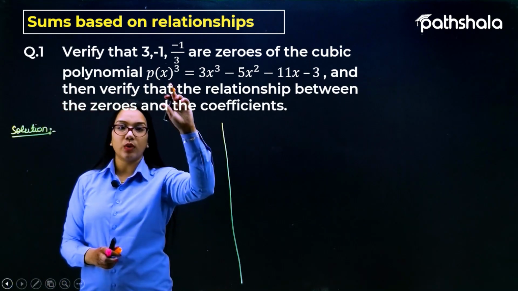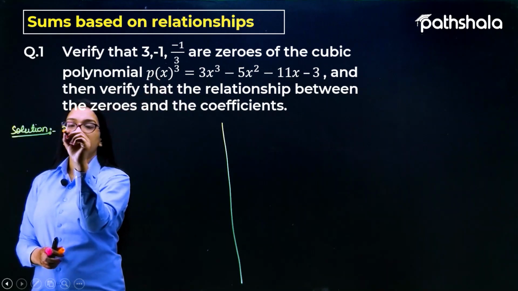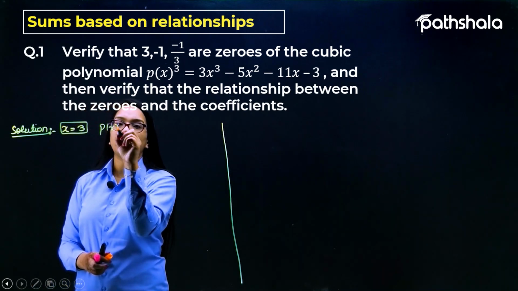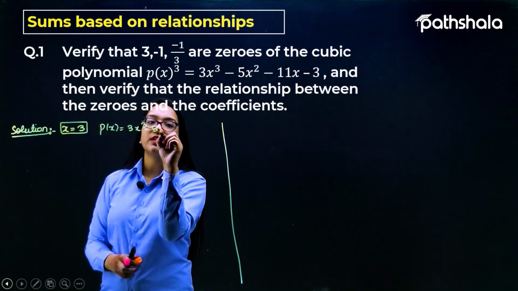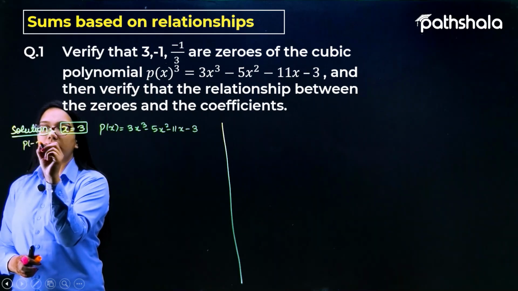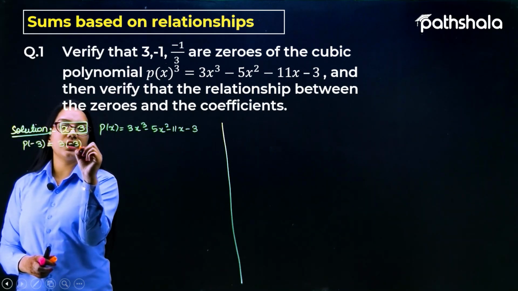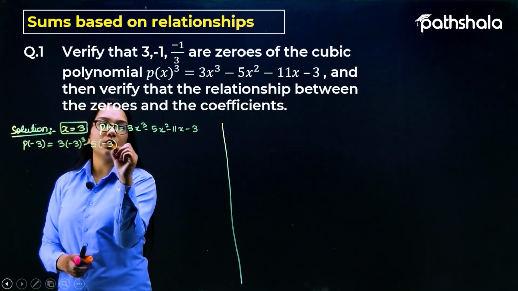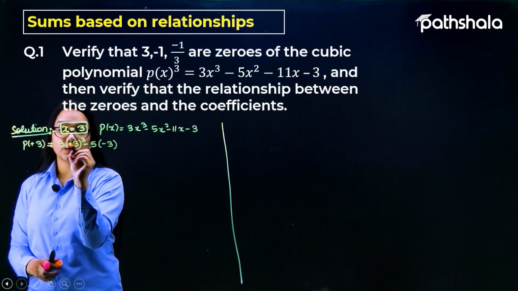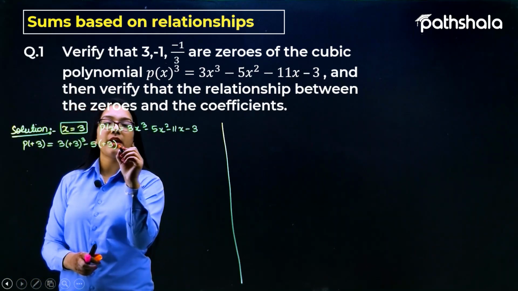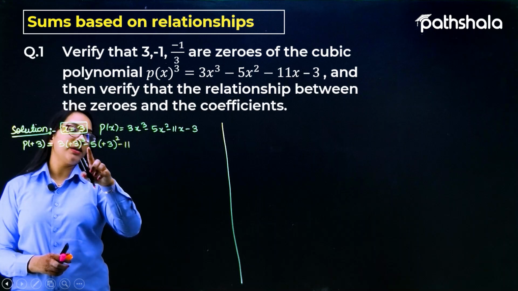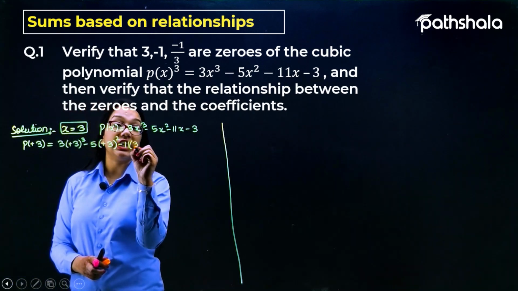So let's start with x is equal to 3. Let's take x is equal to 3 and substitute it into the polynomial. The polynomial is p of x is equal to 3x cube minus 5x square minus 11x minus 3. Substitute x is equal to 3 over here. So p of 3 is equal to 3 into 3 whole cube minus 5 into 3 whole square minus 11 into 3 minus 3. It is x is equal to 3, not minus 3.